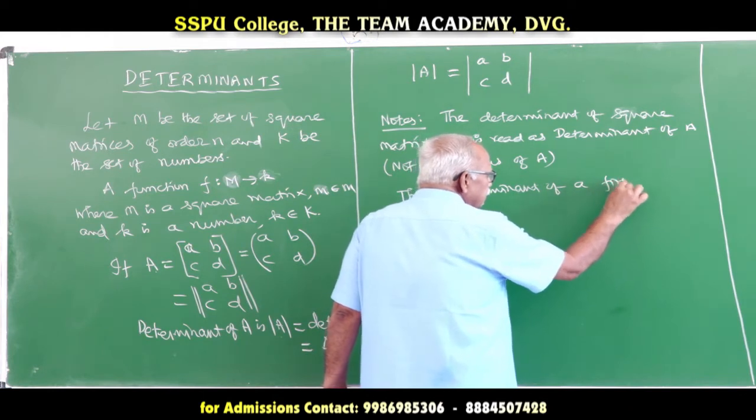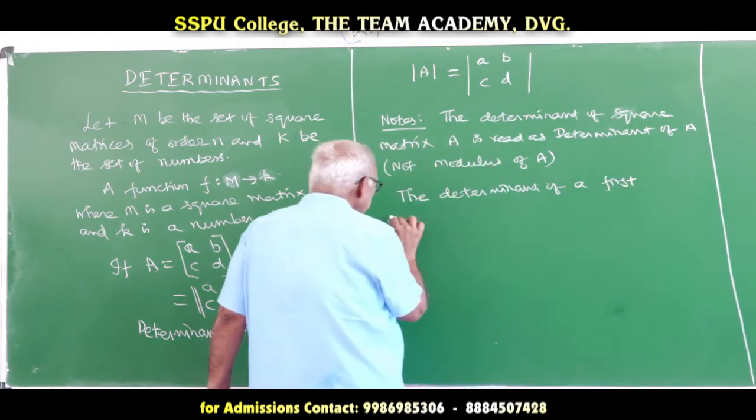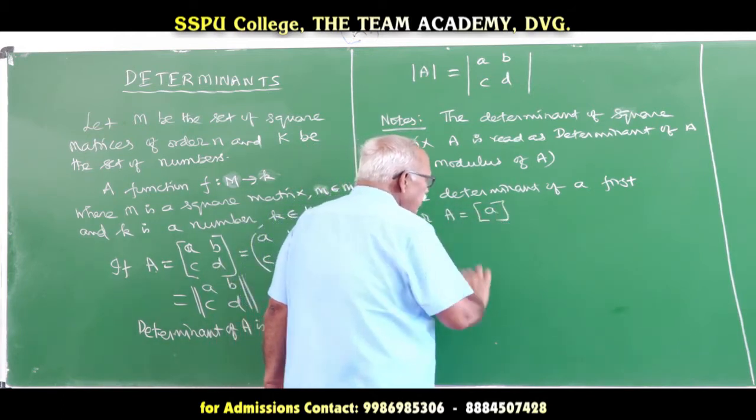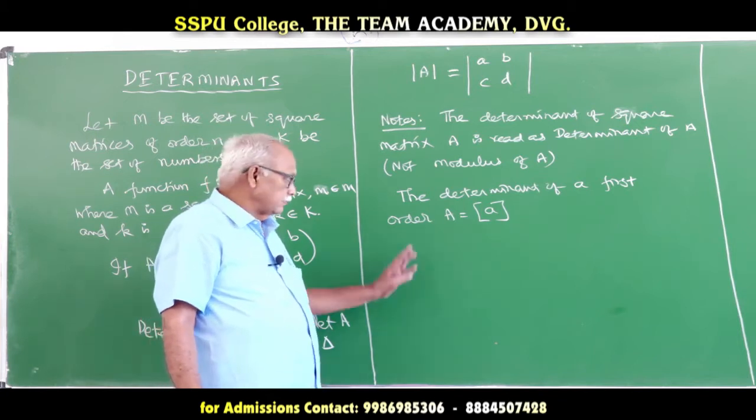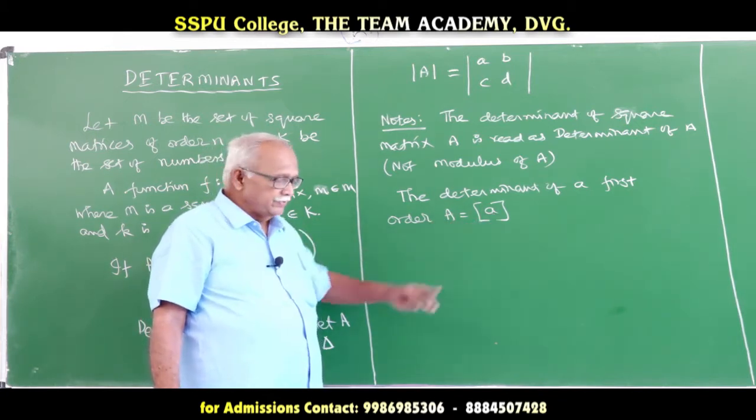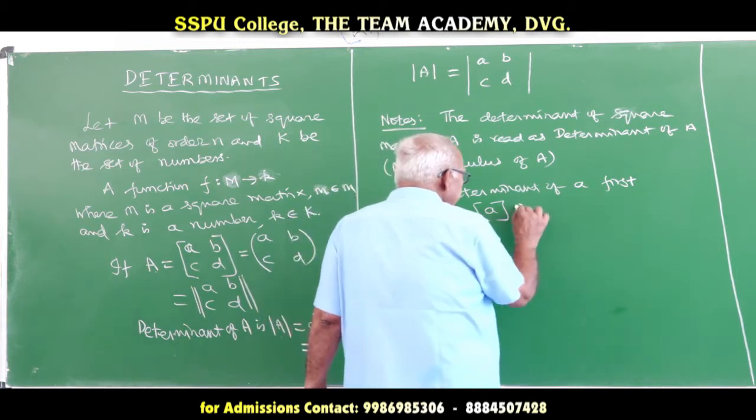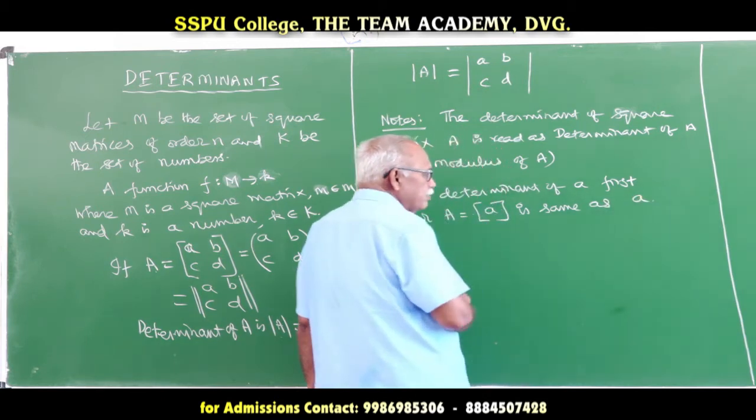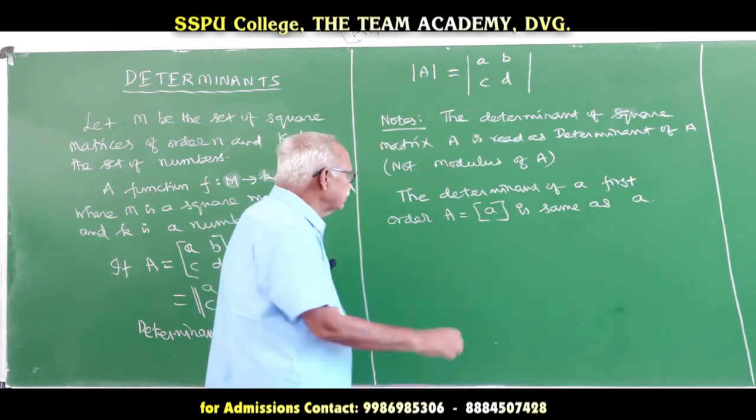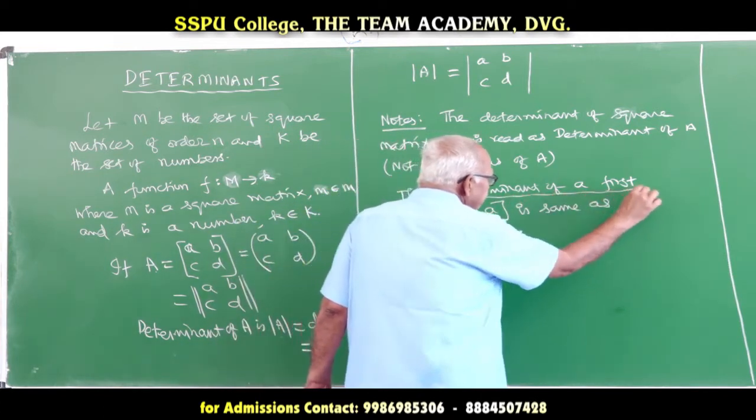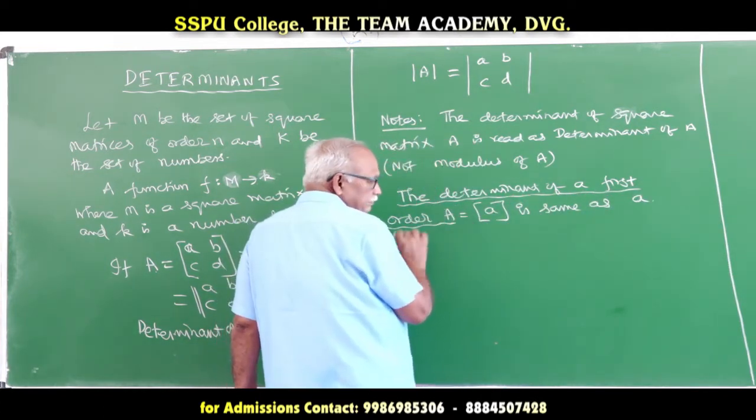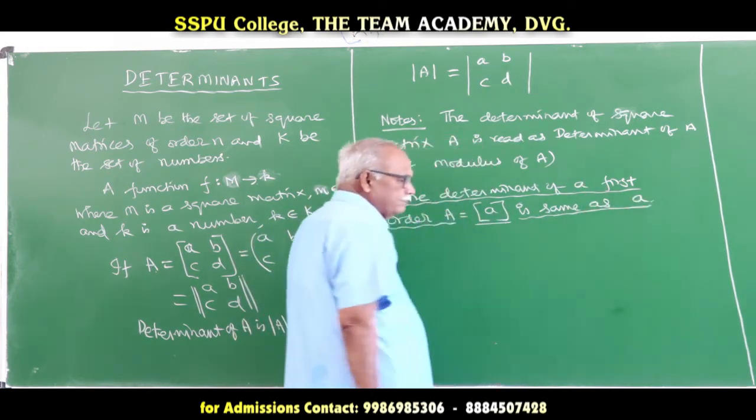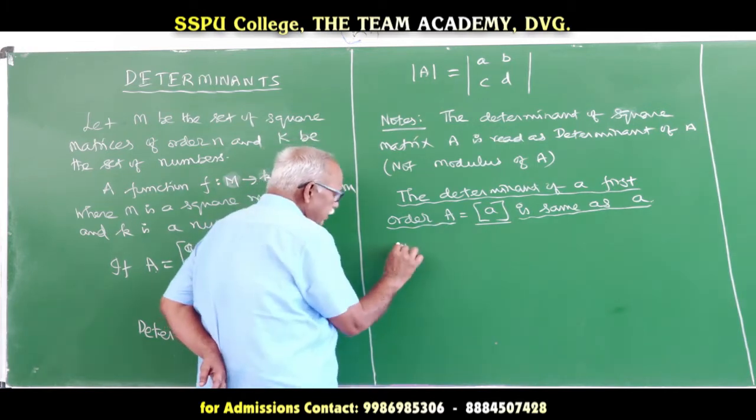Determinant of a first order matrix: A is equal to square bracket a. The matrix [a] is the same as a itself. The value of the determinant is equal to a. Now we are seeing the determinant of a first order matrix A, which is equal to a. Now, let us see the second order determinant.